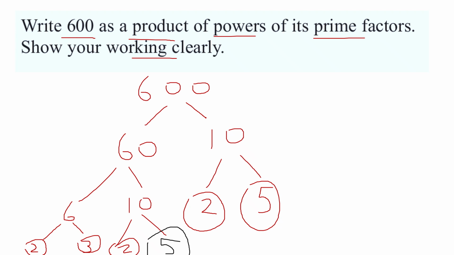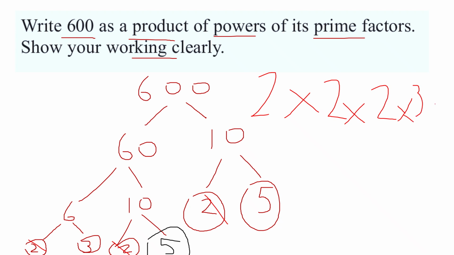So 600 can be written as 2 times 2 times 2 times 3 times 5 times 5.